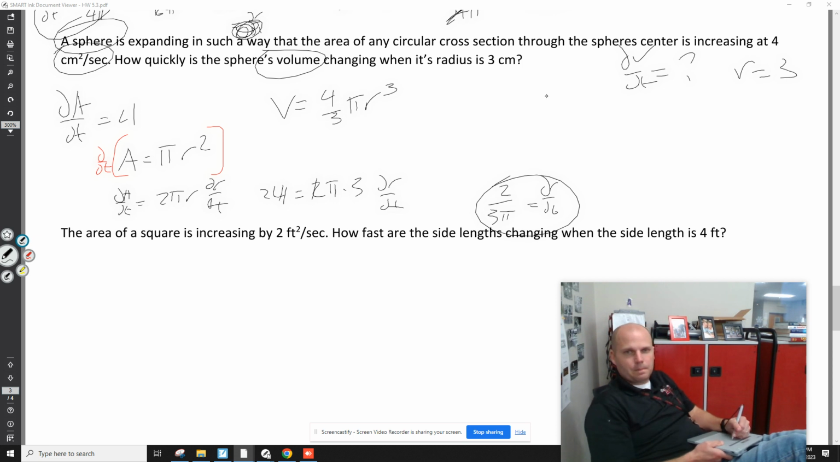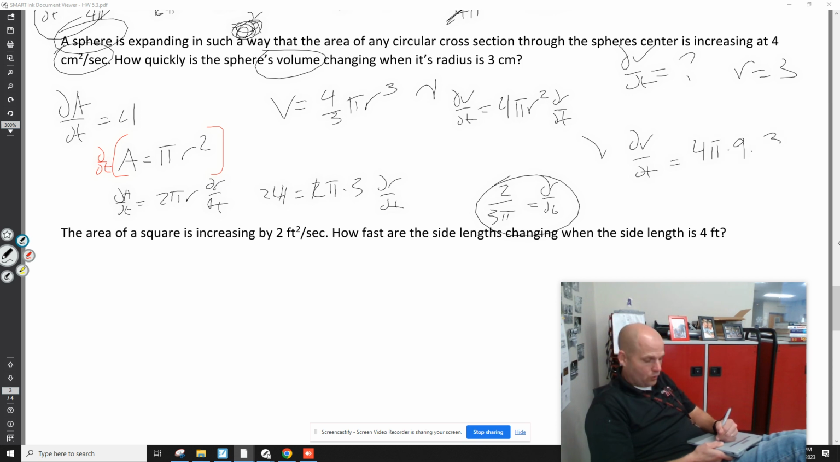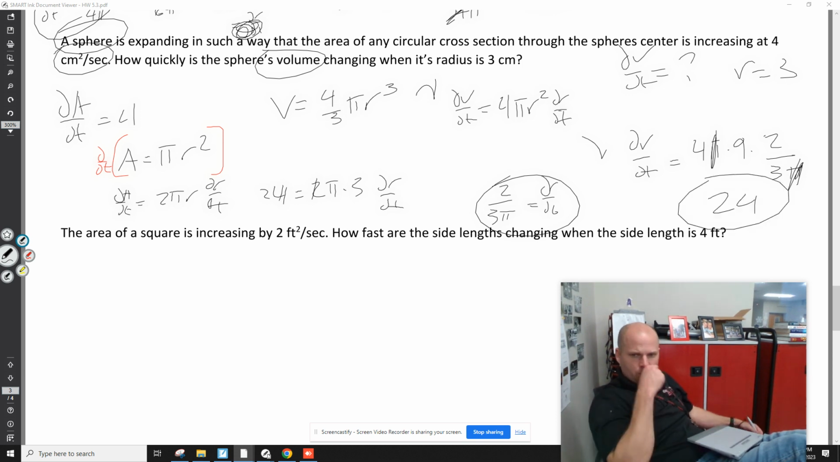All right. You still need the derivative of v because you're trying to find dv dt. I know what dr dt is. I know what r is. So I'm finding dv dt with 4 times pi times 9 times 2 over 3 pi. The pi's will cancel. Nine divided by 3 is 3. 3 times 4 is 12. Times 2 is 24. That's the answer.